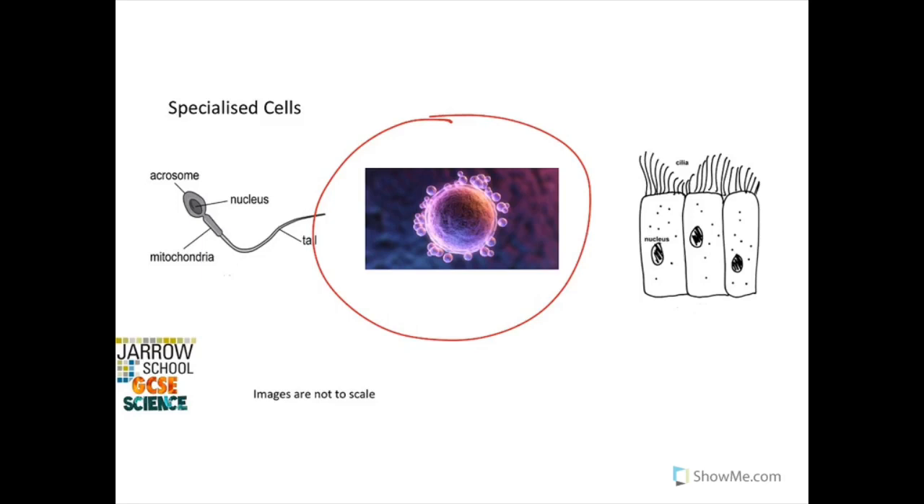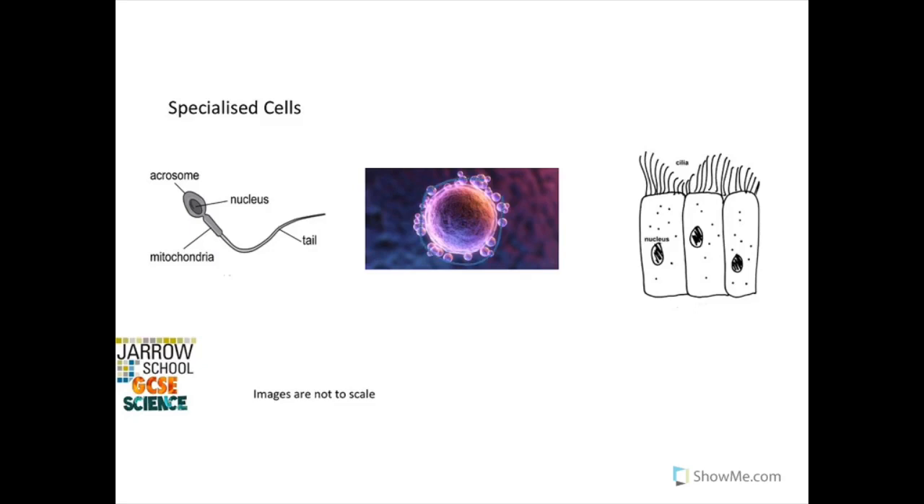So the second specialized cell that you need to know about is the egg cell. So this is much bigger than the sperm cell. As you can see, these images are not to scale. The sperms are much smaller than egg cells. In fact, the egg cell is the largest cell in the human body. It's about the size of a full stop you would make on a piece of paper.